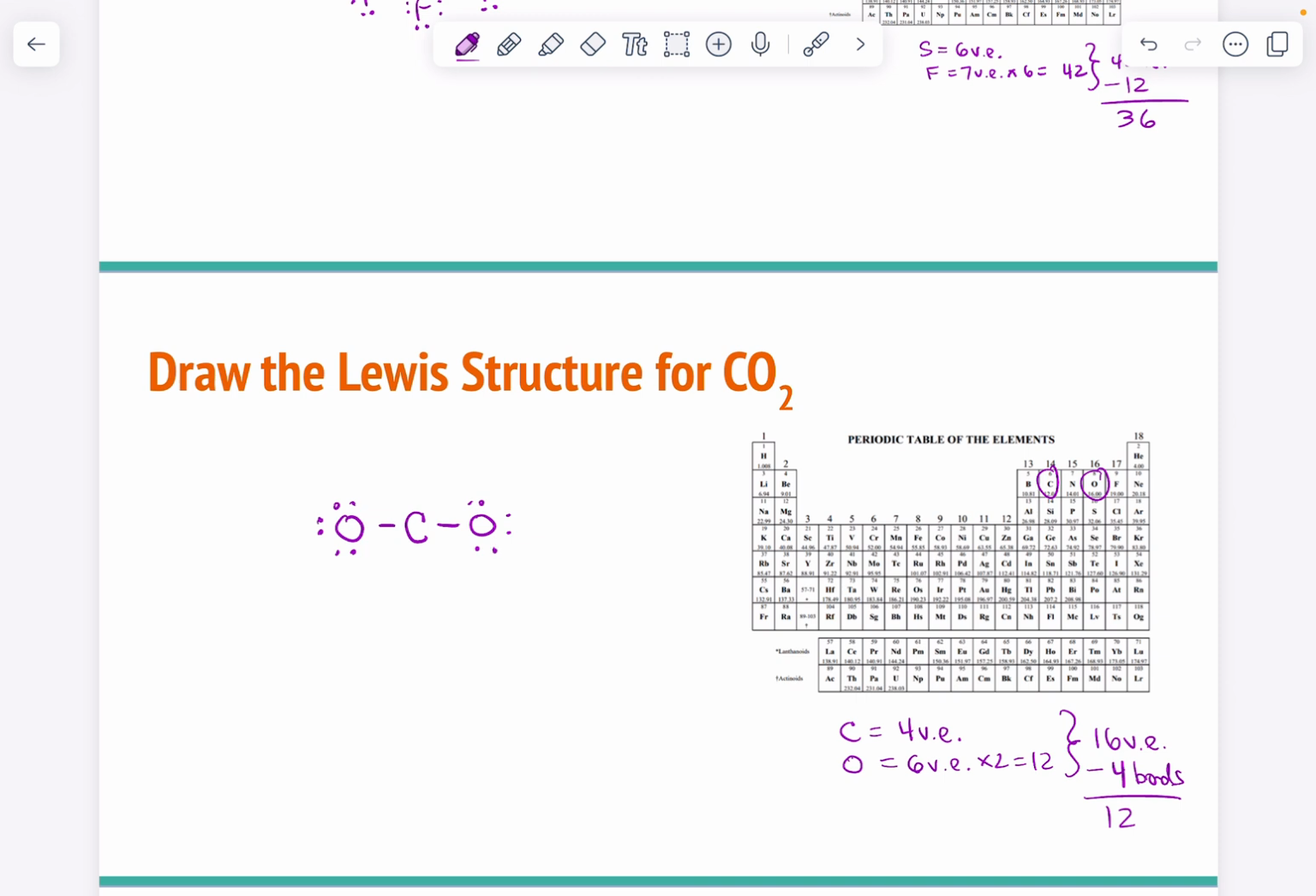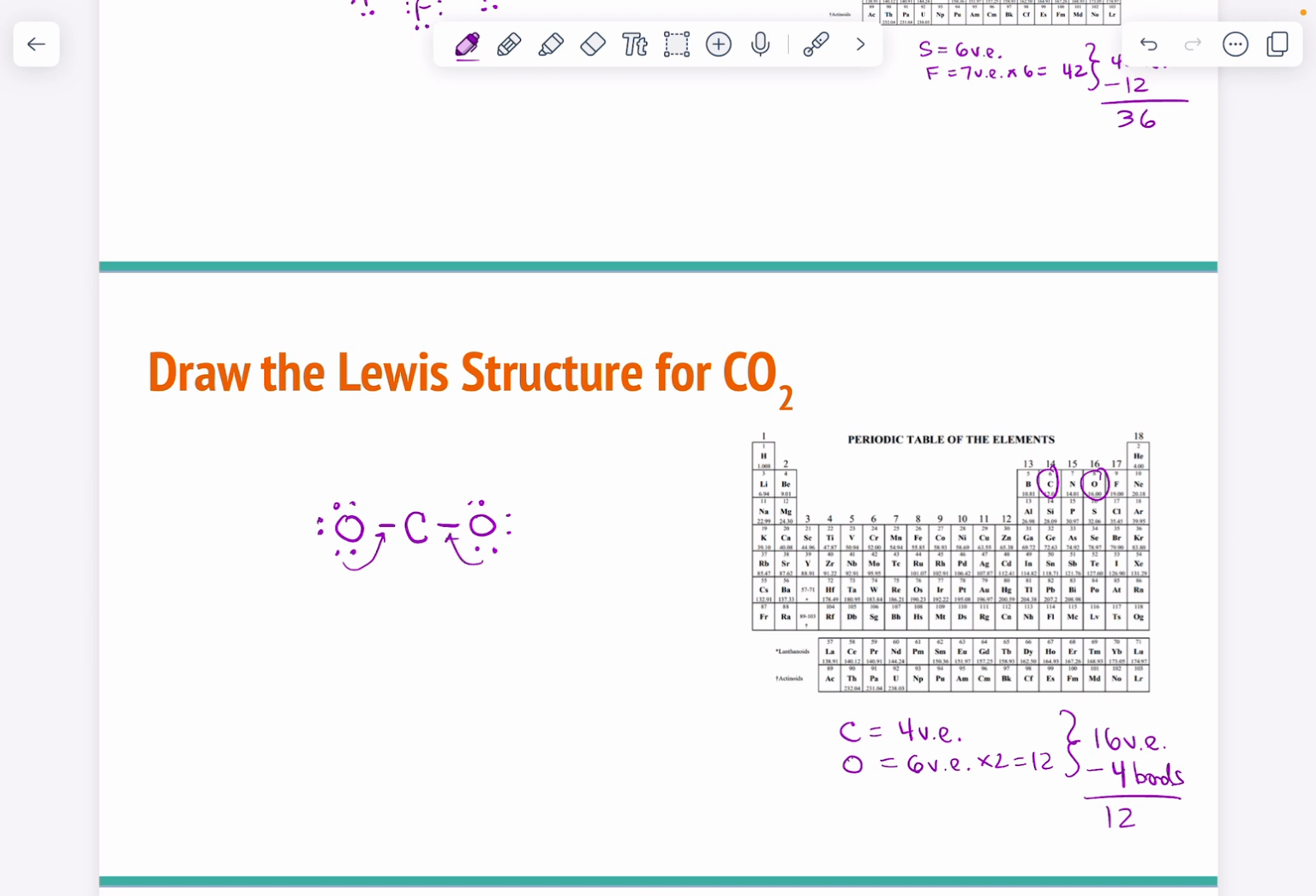At first glance, it looks like this might be okay, except that I did not satisfy the octet. The carbon in the center only has 4 electrons around it, so it does not have a full valence shell. When this happens, you may remember, according to the rules, since I don't have enough electrons, we're going to move a pair from the outside, from a lone pair, to the inside and make it a bonding pair.